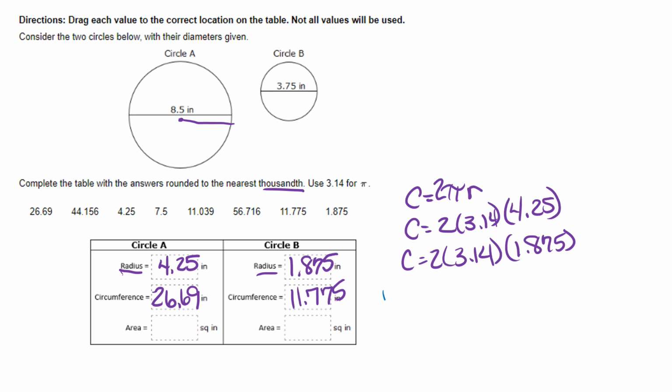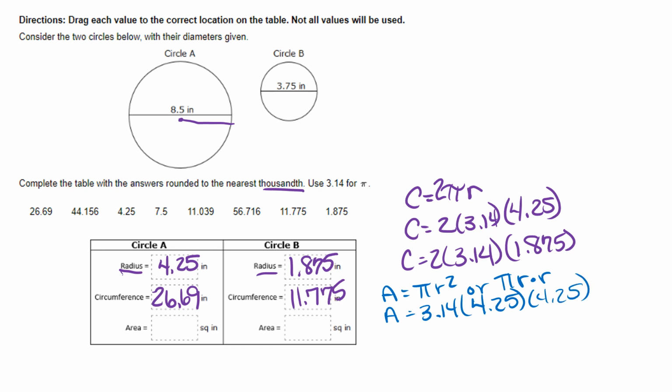Okay, so for area, you have pi r squared, or pi times r times r. So I'm going to write this down. 3.14. We're going to do the first one. 4.25 times 4.25. I like writing it out like that just because it gives it to me where I can easily type that into my calculator. And I do get 56.71625, but it wants thousandths, so 3 places.